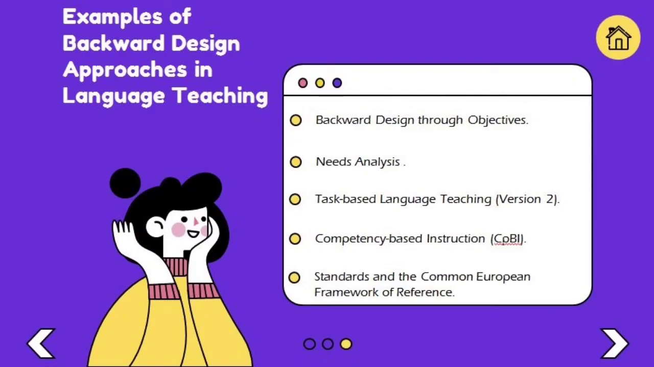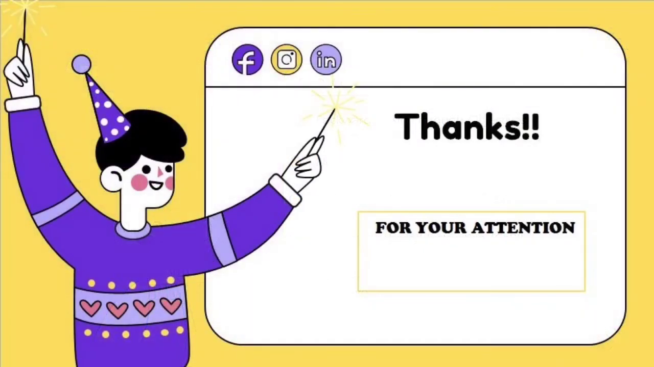Okay, thank you. So, the conclusion is that backward design starts with a careful statement of the result or outcome. Next, the process is divided into three, namely outcome, content, and process. And there are several examples, namely backward design through objectives, needs analysis, and others.